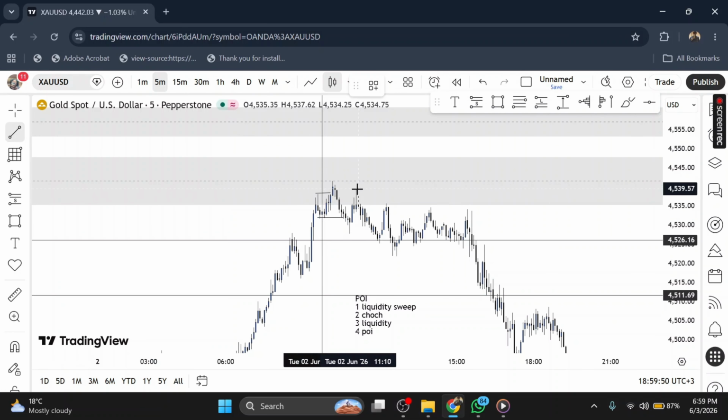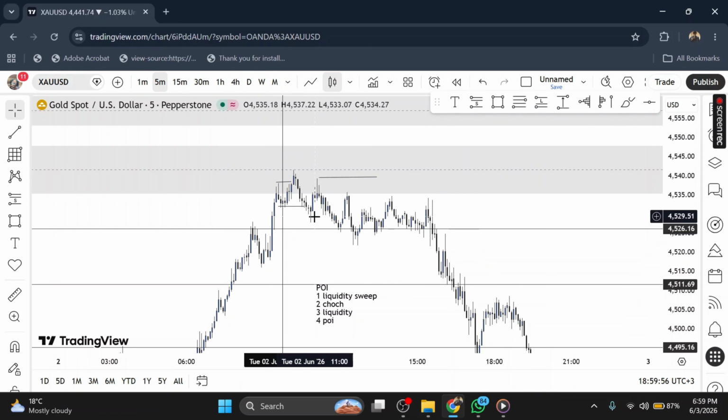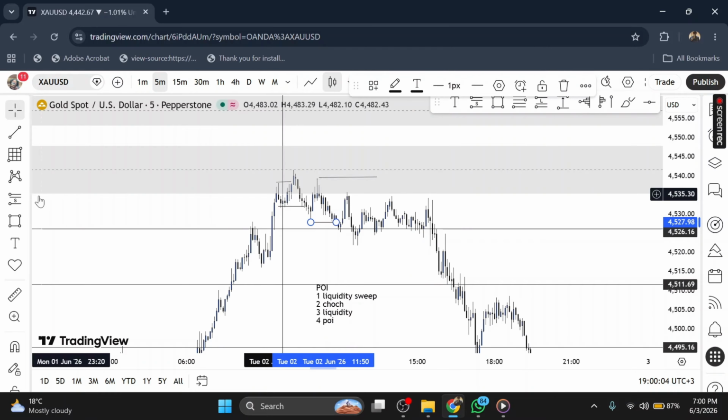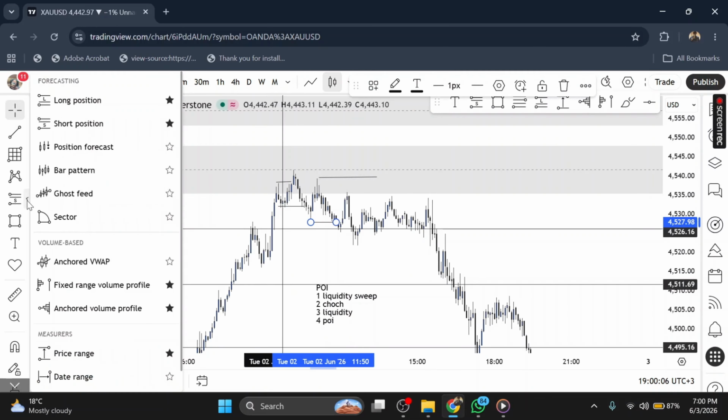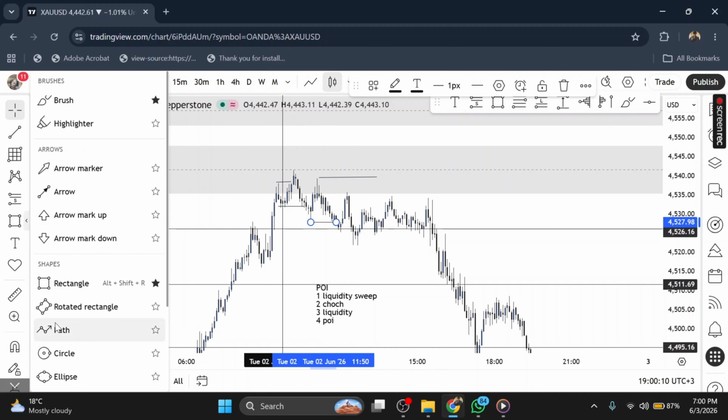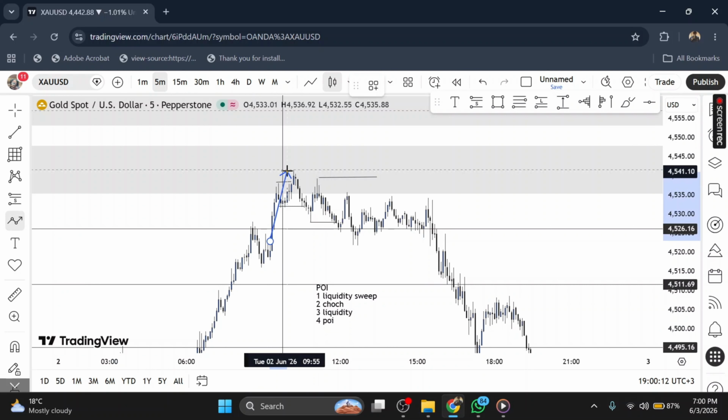For me, this was my liquidity. Then I wanted this high to be broken, which it was. You see right here, it was broken right here. Now I waited for this. That's why I missed this entry. It was so sad. But I'll start working on this again, because here's the market.